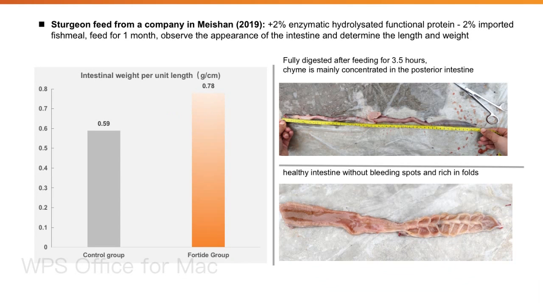And the result of promoting the development of the intestine is also consistent with the result we got from a company in Meishan. After 3.5 hours of feeding, the feed was fully digested, and the chyme was mainly concentrated in the posterior of the intestine. We dissected the intestine and observed that the intestine was healthy, without bleeding points and rich in folds.